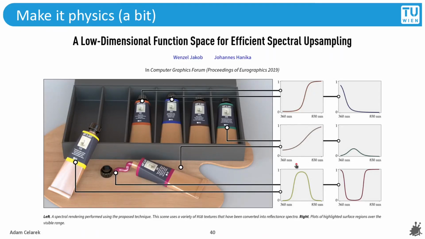This is a work by Wenzel Jakob and Johannes Hanika, which instead of using the samples that we saw before, they use functions. These functions are an efficient way to store a description of the electromagnetic spectrum. They can be used for emitters, for the surface materials, and they can be combined in an efficient way. Look at the paper if you want to see more details.